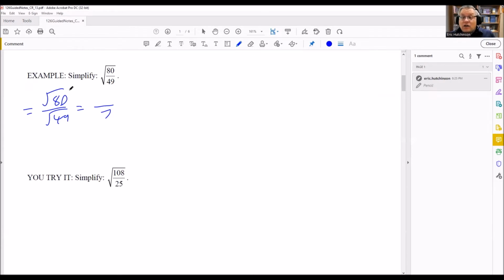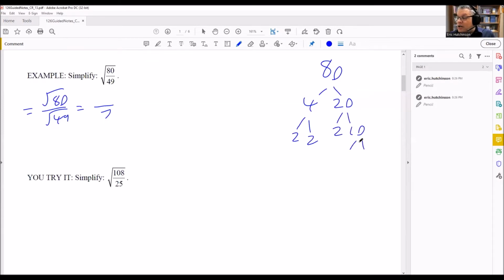Now the 80, what we want to try and do is break this up into a product of two numbers where one of them is a perfect square. Particularly, you're trying to find the highest perfect square. Now you may not know what that is with 80, so let's start by breaking this down. So 80 could be written as 4 times 20. That's one possibility. And 4 is 2 times 2, 20 is going to be 2 times 10, and 10 is going to be 2 times 5.